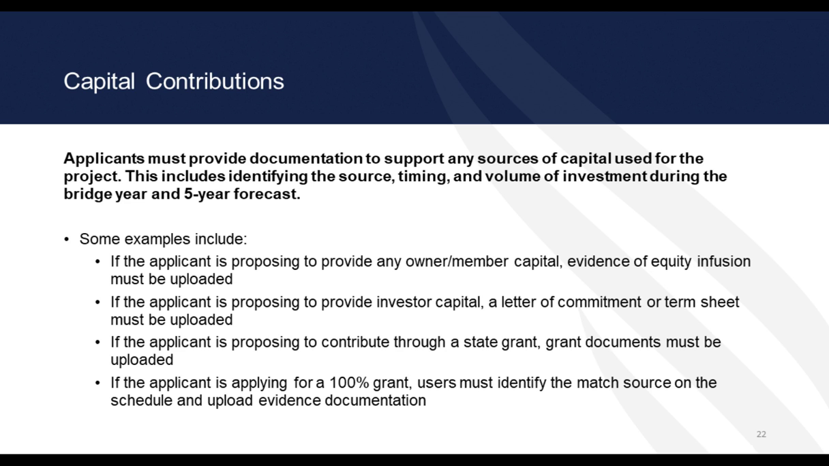Applicants must provide documentation to support any sources of capital used for the project. This includes identifying the source, timing, and volume of investment during the bridge year and 5-year forecast. Some examples include if the applicant is proposing to provide any owner or member capital, evidence of equity infusion must be uploaded. If the applicant is proposing to provide investor capital, a letter of commitment or term sheet must be uploaded. If the applicant is proposing to contribute through a state grant, grant documents must be uploaded. And if the applicant is applying for a 100% grant, users must identify the match source on the schedule and upload evidence documentation.